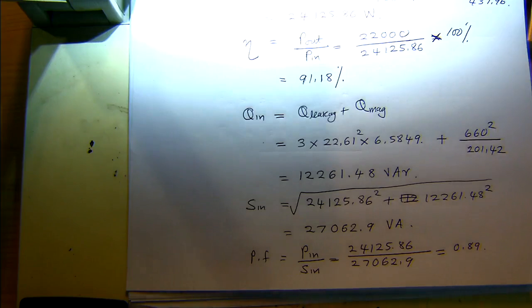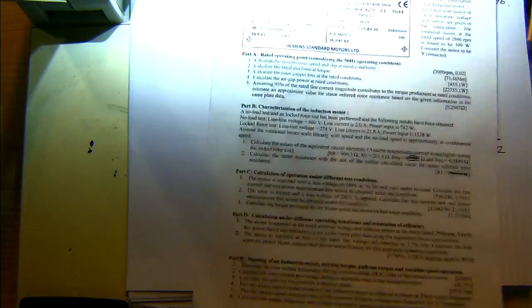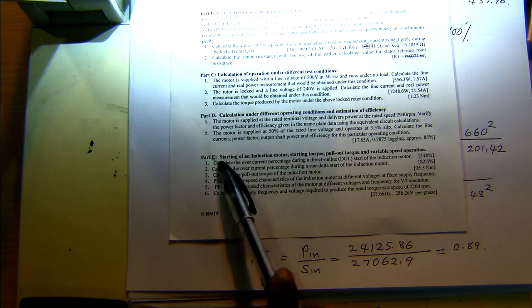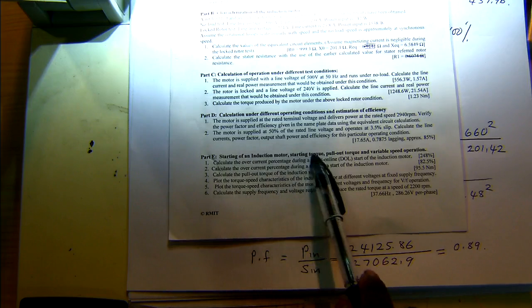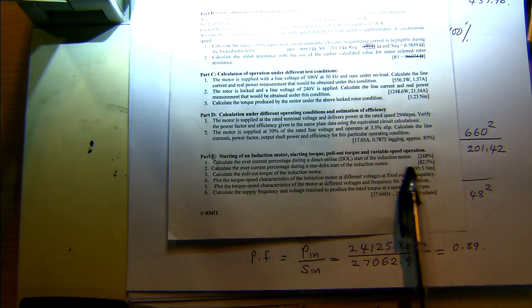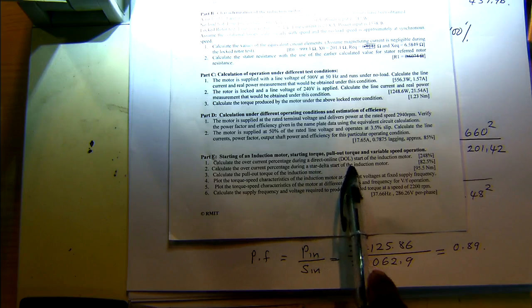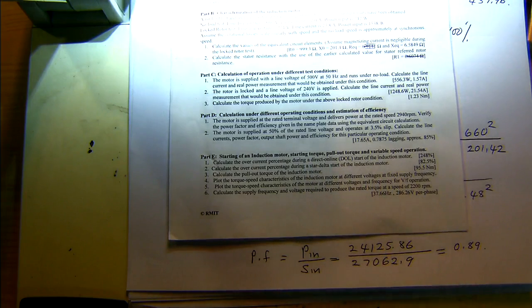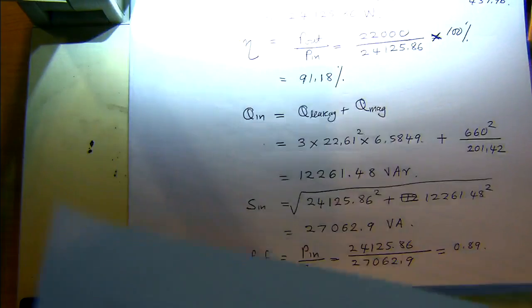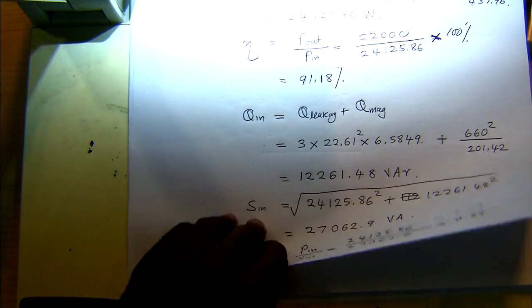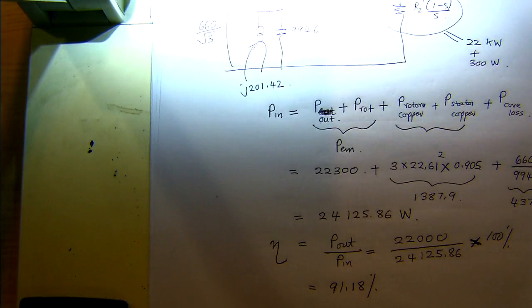Part E. So that's on starting of induction machines. So starting of an induction motor, starting torque, pull-out torque, variable speed operation. Calculate the overcurrent percentage during direct online starting of an induction motor. So direct online means you are just turning it on without any protection. So then under that condition, you have a lock rotor condition.